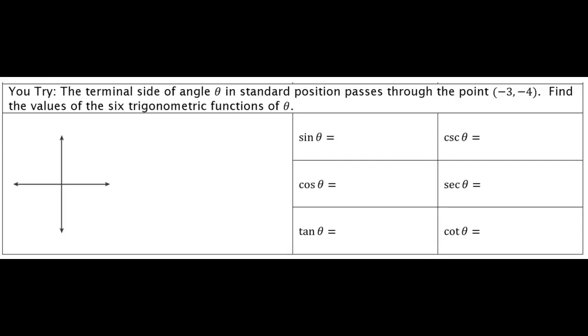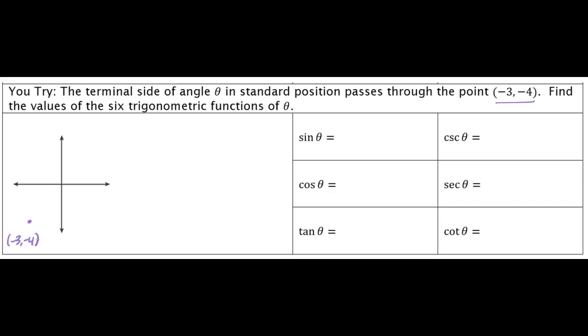The first thing we need to do is plot our point, which is -3, -4. So that would be left and down. I'm not going to be too precise about it. I'm just going to put a point in the third quadrant, and I'm going to label it -3, -4.